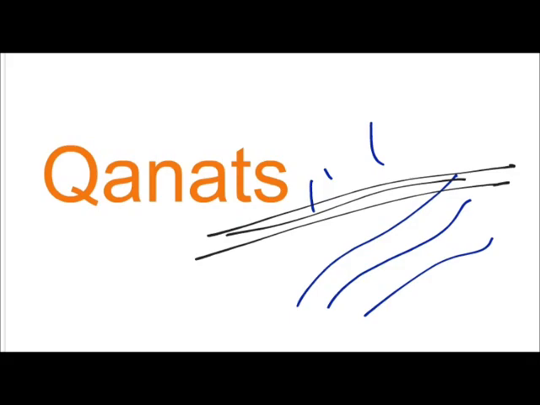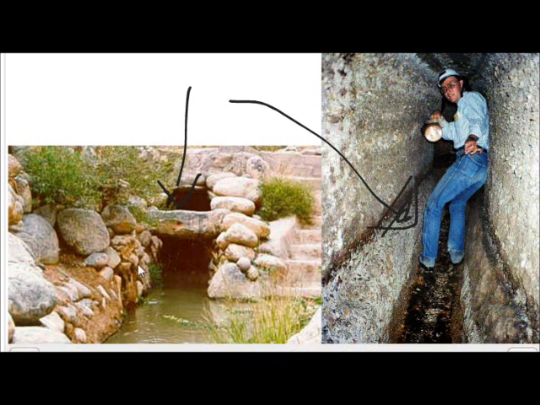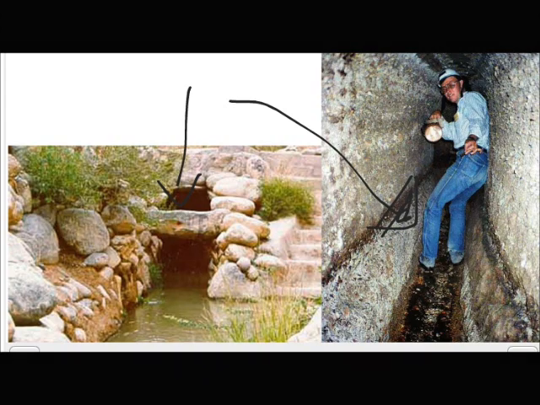underground. Here's a picture of a qanat where it exits out, and you could get water from here, and this might be where this guy is standing underneath where the water would travel to get to such a place.